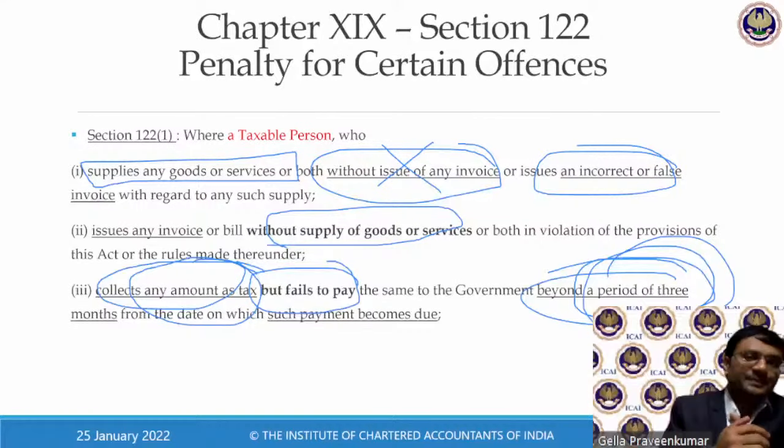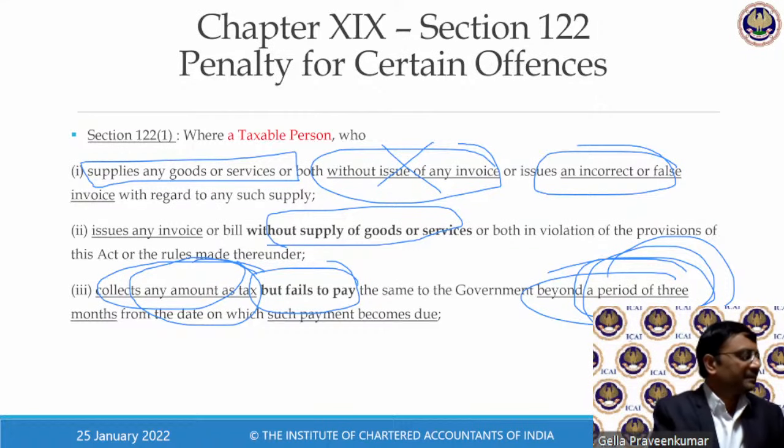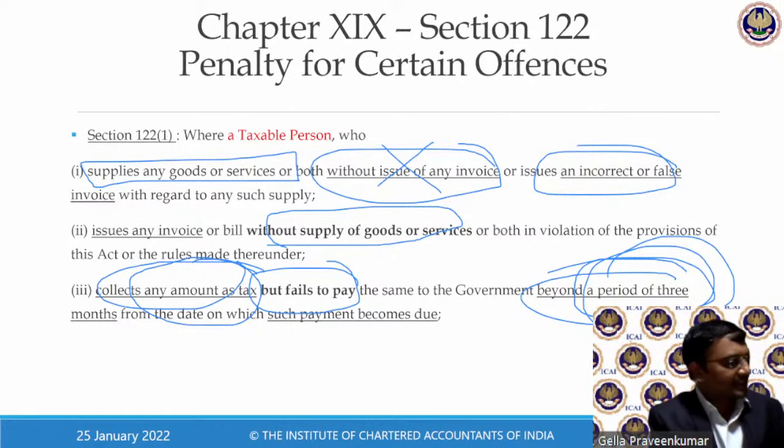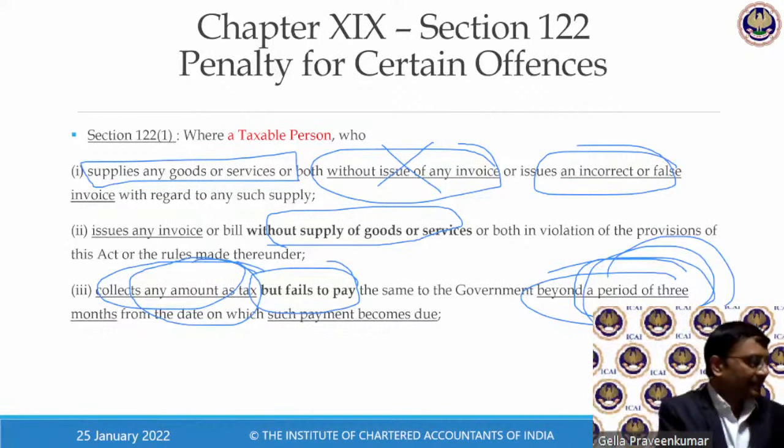Section 73, subsection 11. Hyphen. Tax not paid within a period of 30 days from the due date. Section 73, within brackets 11. Then below that, you can make a note.